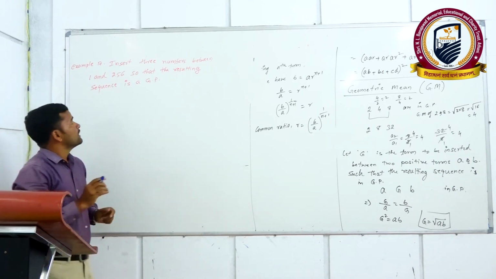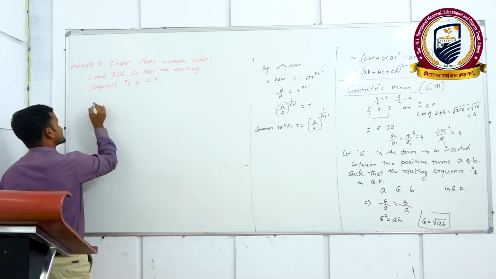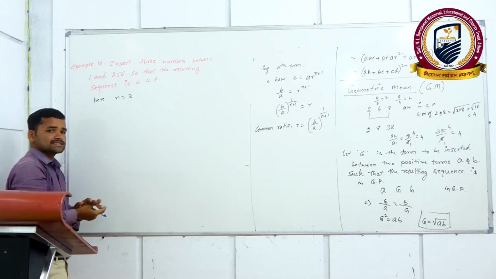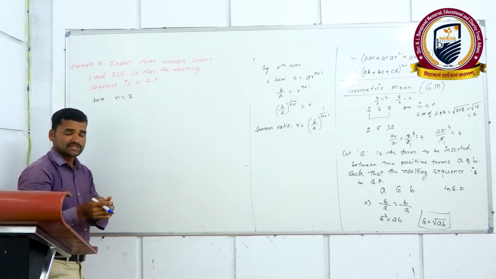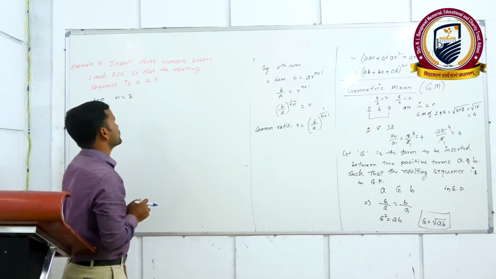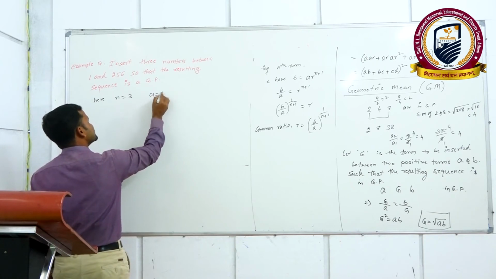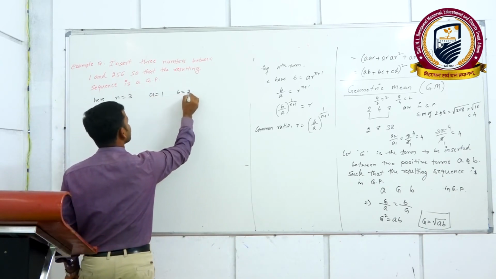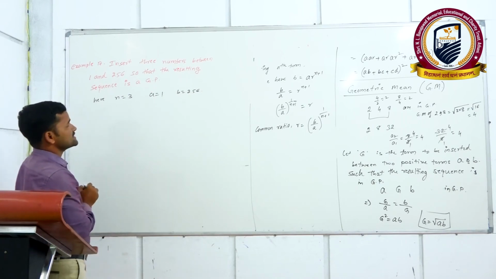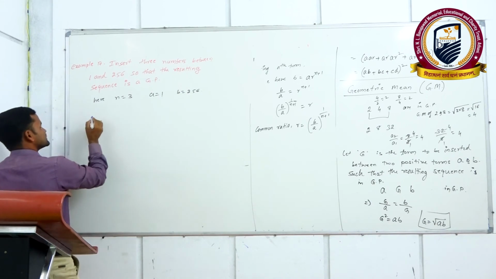Fine. Insert three numbers. How many numbers are we inserting? Three numbers, so n is equal to 3. In case of inserting terms, n is how many terms we are inserting. You have to be careful. Between 1 and 256 means a is equal to 1, b is equal to 256, so that the resulting sequence is in geometric progression. Okay, three terms we are inserting.